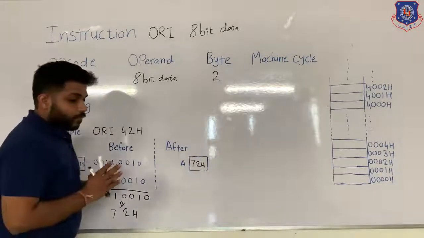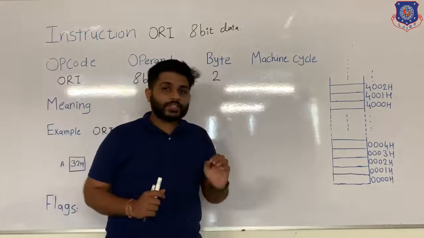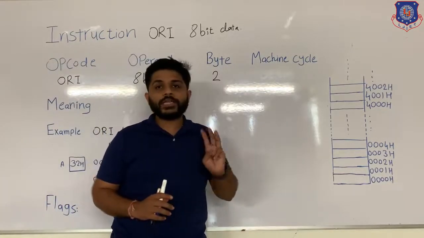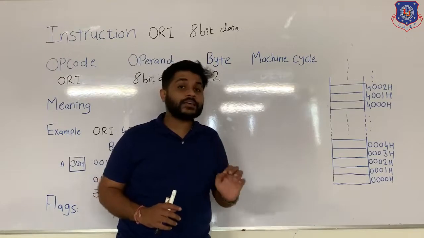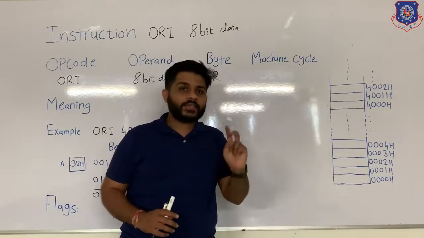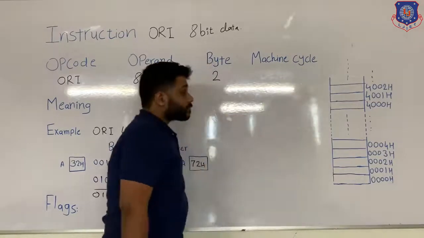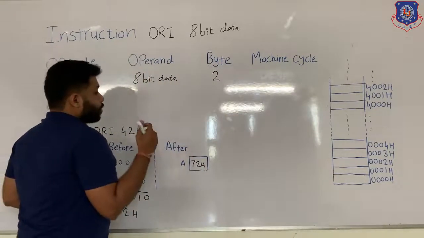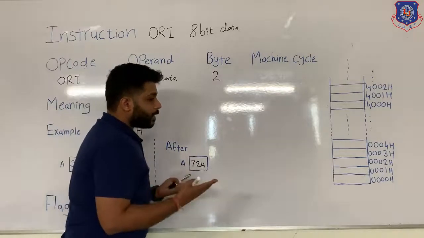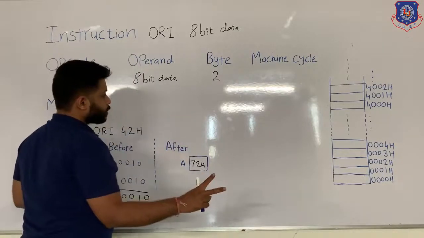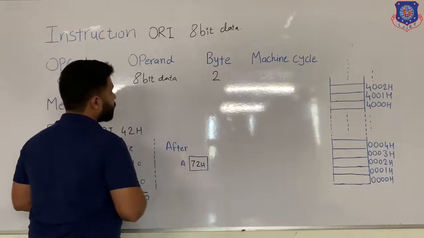Now flags, because this instruction is a logical instruction, only 3 flags will be affected according to the result, that is the sign flag, zero flag and the parity flag. Now let's see the machine cycle. Now when you give this instruction to the memory, it will occupy 2 memory locations. Why? Because this instruction is of 2 bytes.